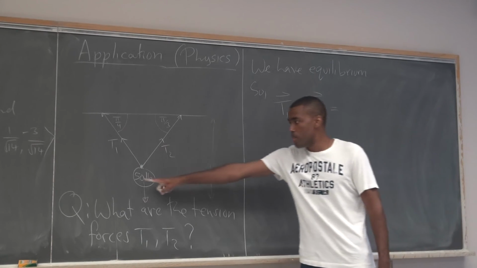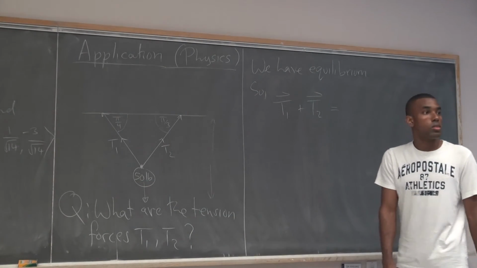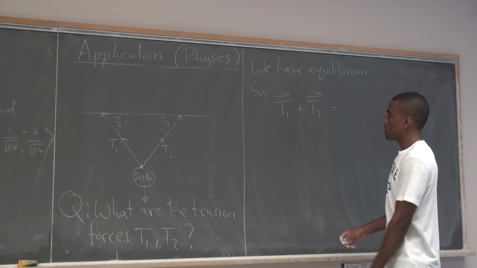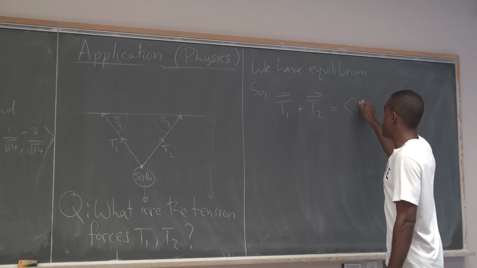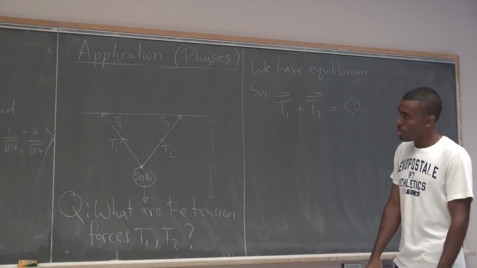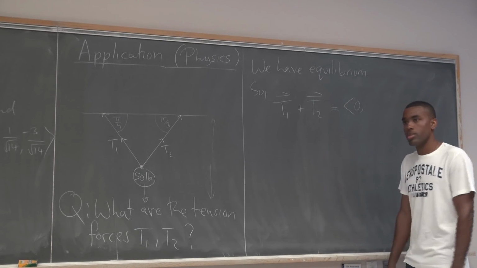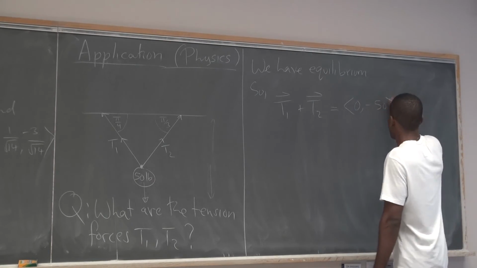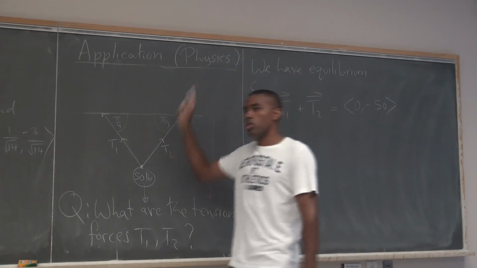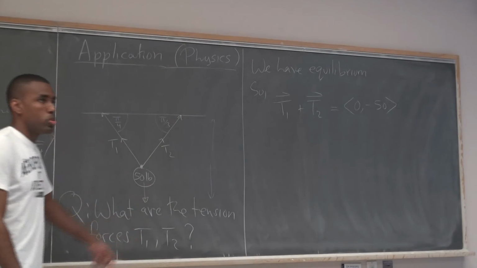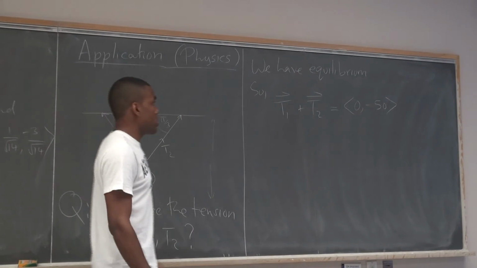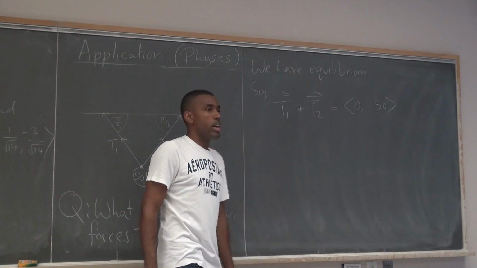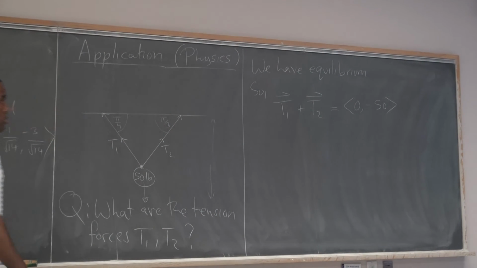We actually know what the magnitude of this force is. It's 0, negative 50. Remember, positive means we're going up, and the weight is pulling things down. So all I need to do is make sure that the sum of these vectors equals that vector, because the system is stable now, it's not moving.